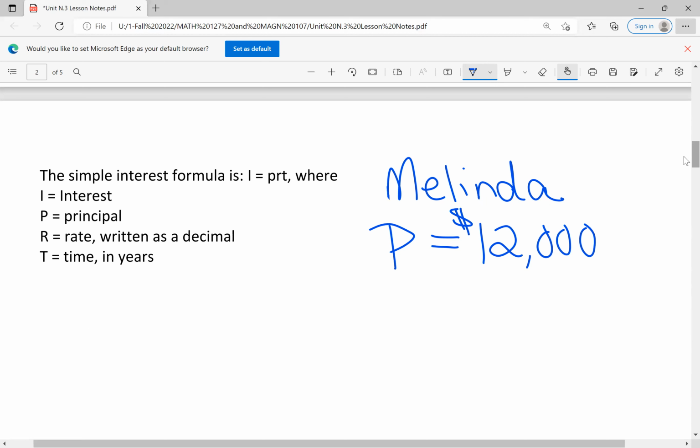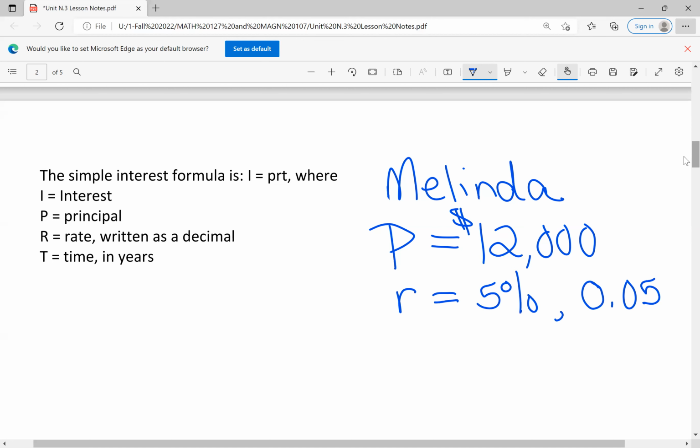The interest rate, not interest, but interest rate, or R, and I'm going to use lowercase r here, is 5%. But remember, 5% is equivalent to 0.05. And if you are troubled with, okay, how did you get that? Remember the word percent. Per means out of, and cent comes from the word 100. So it's out of 100. So 5 divided by 100 is 0.05.